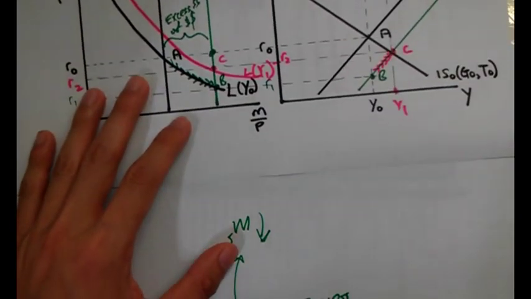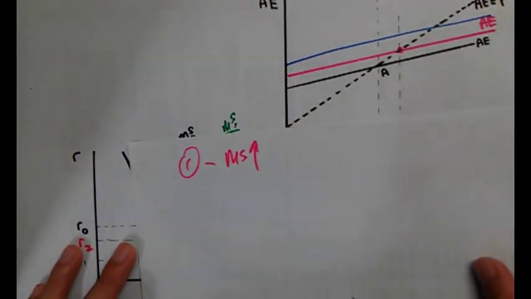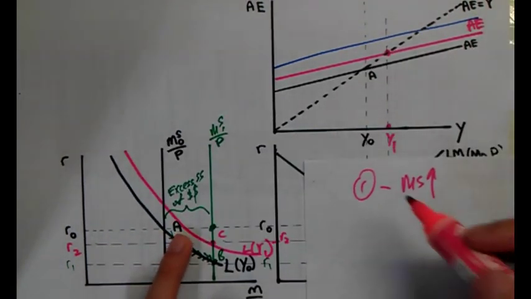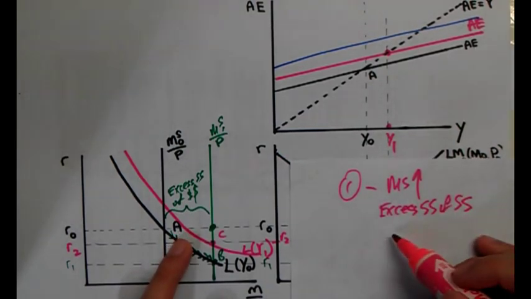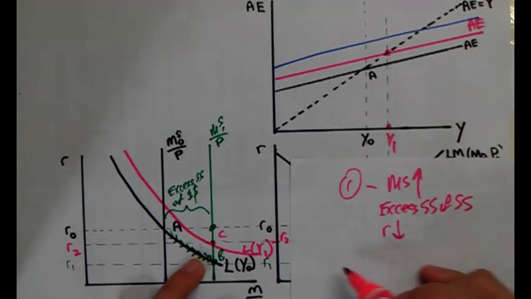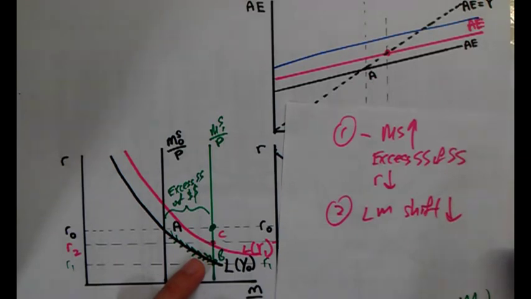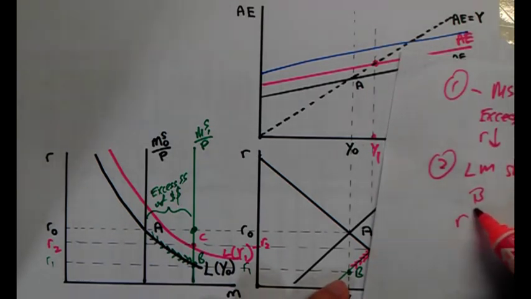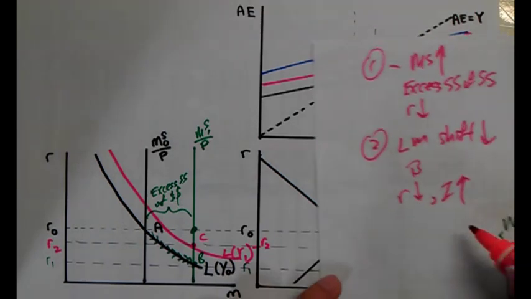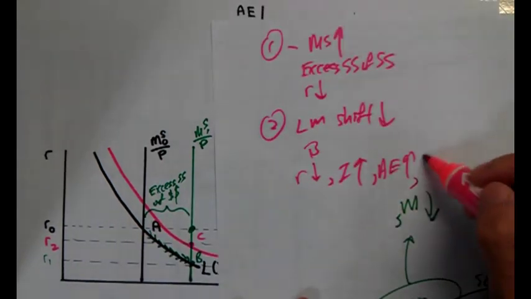The first thing that happened was that the money supply increased. Then it led to an excess supply of liquid assets. And then interest rates dropped. When interest rates dropped, your LM is going to shift down, and it will be at point B. The next thing that happens is that because interest rates decreased, investment is going to increase. So my AE curve shifts up, and then output would increase.